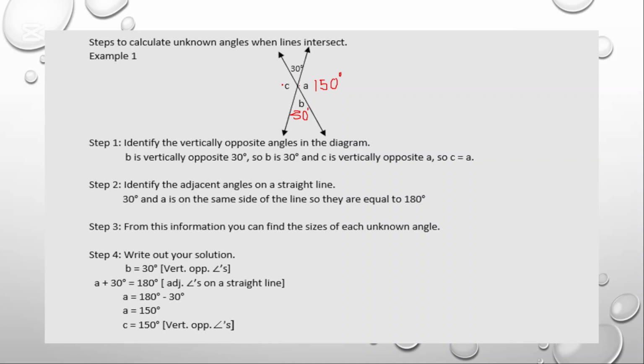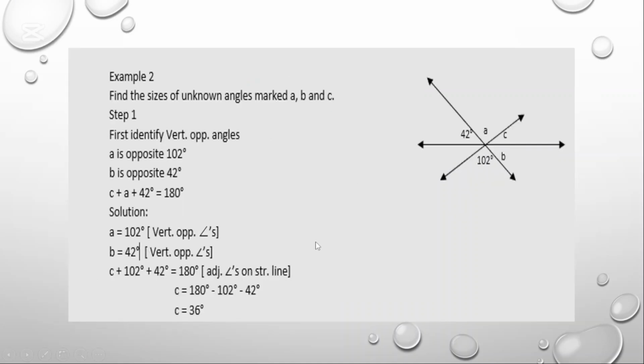We can use another method also. C plus 30 is equal to 180. Angles on a straight line, so subtract the 30 from 180 and you will get exactly the same answer. But we'll take the shortest method. So C is equal to 150, reason vertically opposite angles. We go to our next example.